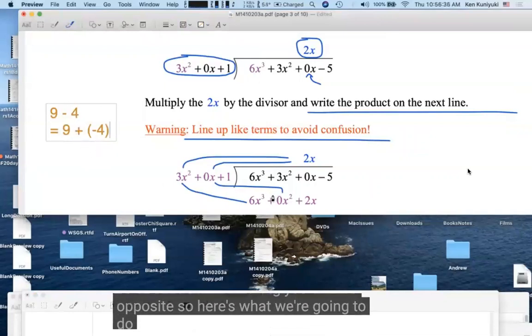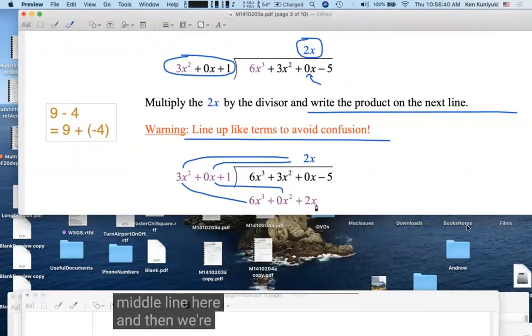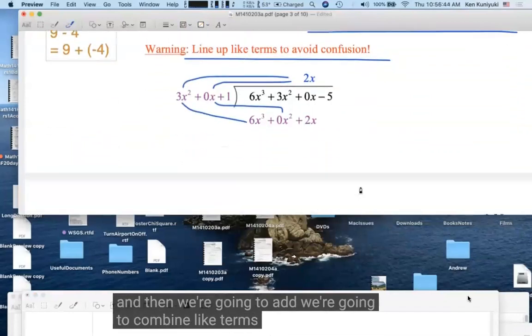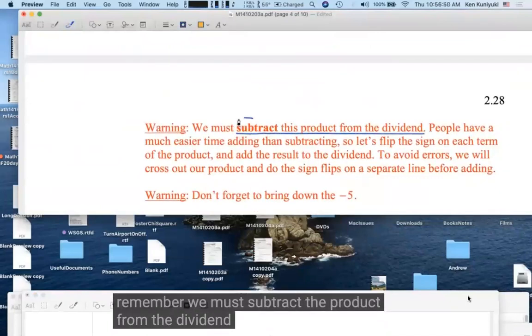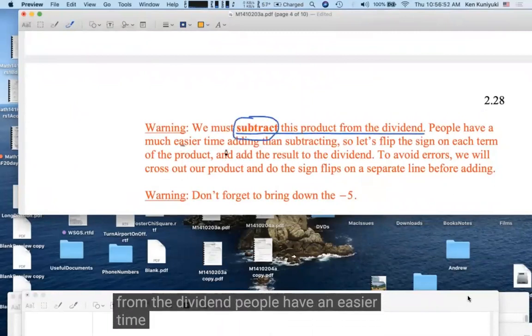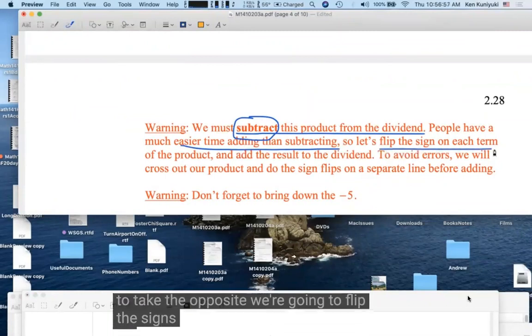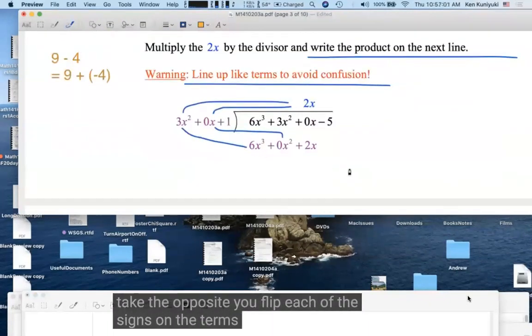So here's what we're going to do. I'm going to take the opposite of this middle line here, and then we're going to add. We're going to combine like terms. Remember, we must subtract the product from the dividend. People have an easier time adding than subtracting. So we're going to take the opposite. We're going to flip the signs on each of the terms of the product. When we take the opposite, you flip each of the signs on the terms.